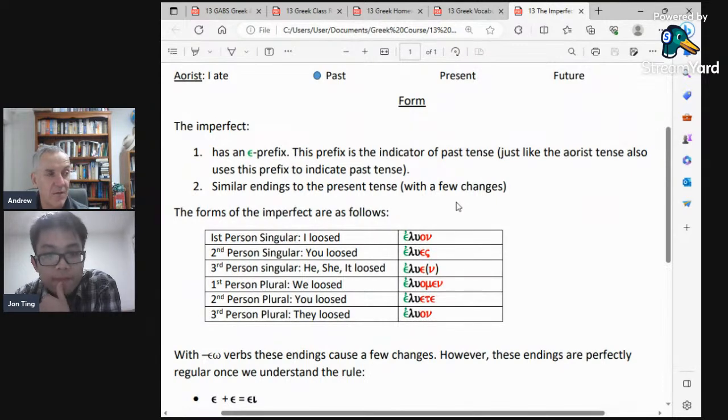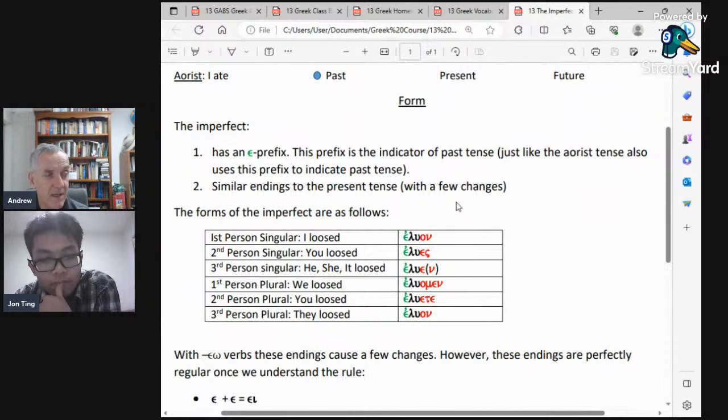If you look at the first person plural, eluomen, the only difference is the epsilon on the front. We loosed. Well, maybe we could translate it better: we were loosing. And you plural, you were loosing, elueta. That's very similar again to the present tense. And the second person singular, elues, is very similar to lues. It just drops off the iota in the ending.